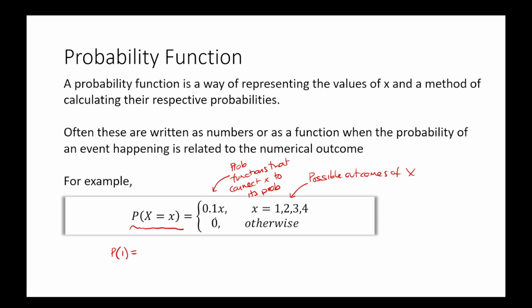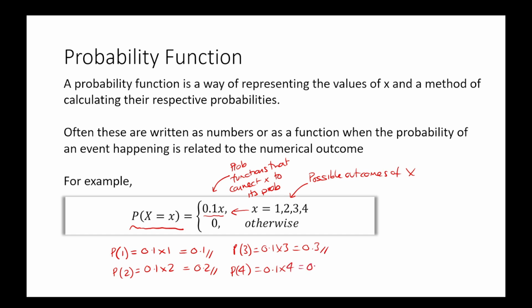So for example, here if I was to work out the probability of 1, then what I would do is I'd substitute 1 into this respective function. So here it would be 0.1 multiplied by 1, which is 0.1. To work out the probability of 2, I substitute x equals 2 into the function, so that's going to be 0.1 times 2, which is 0.2. To work out the probability of 3, it's going to be 0.1 times 3, which is 0.3. And to work out the probability of 4, I substitute x equals 4, in which I get the answer of 0.4.